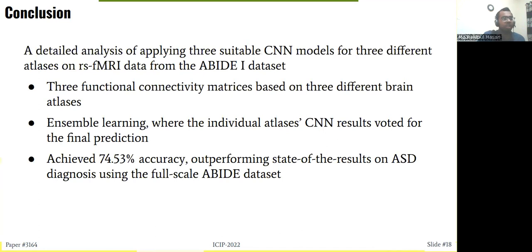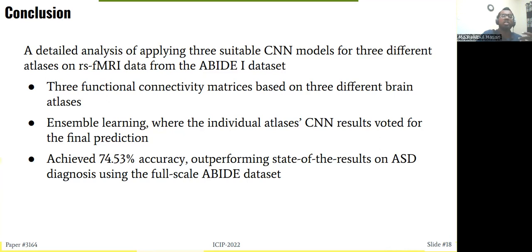Now to conclude, we provide a detailed analysis of applying 3 suitable CNN models for 3 different atlases on RS-fMRI data. First of all, we calculated 3 functional connectivity matrices based on 3 different atlases. Then for the 3 different atlases, we applied 3 distinct CNN models. So this is different from previously published results.